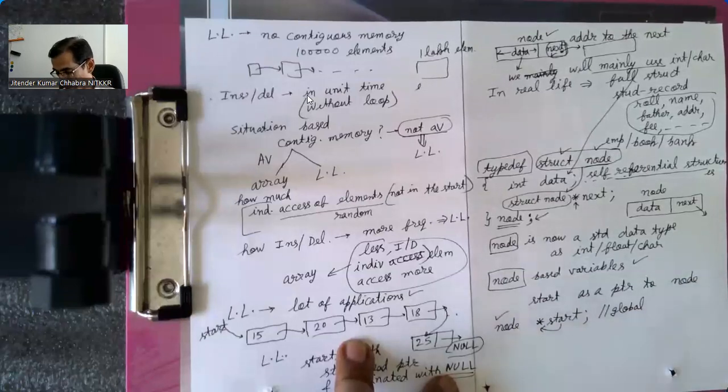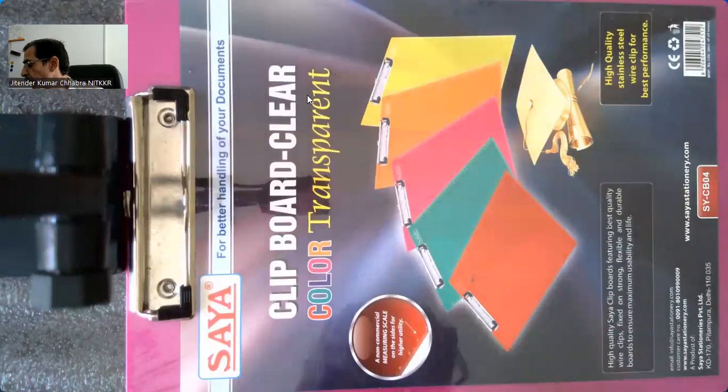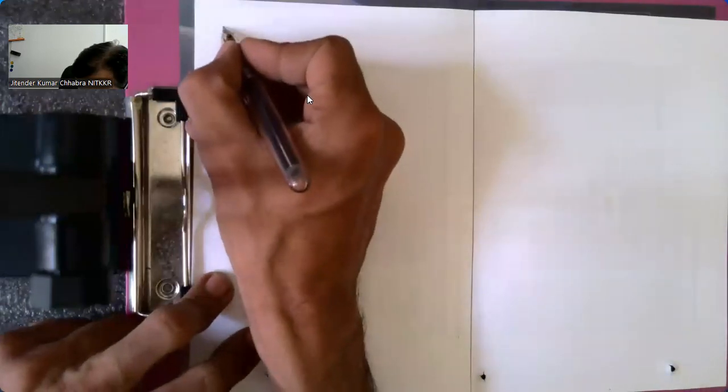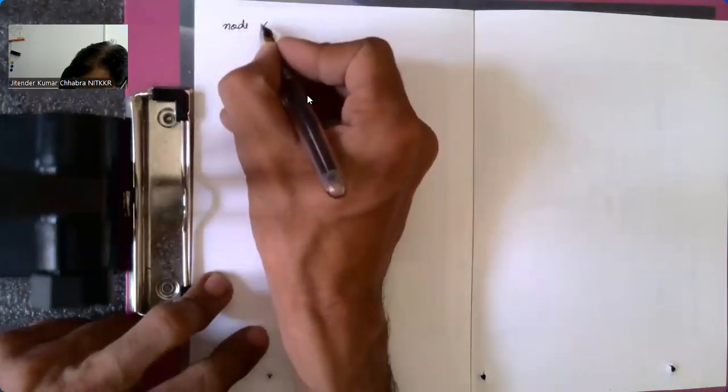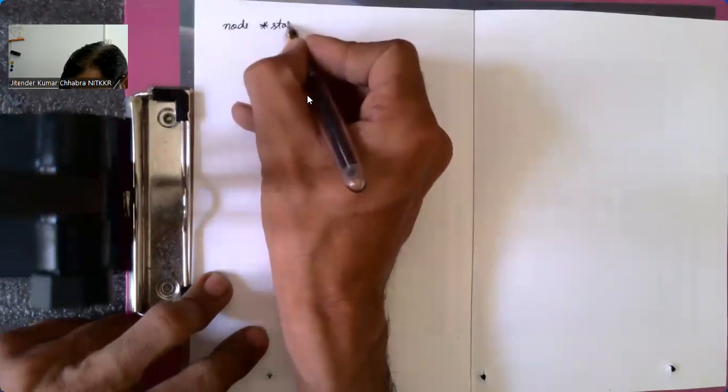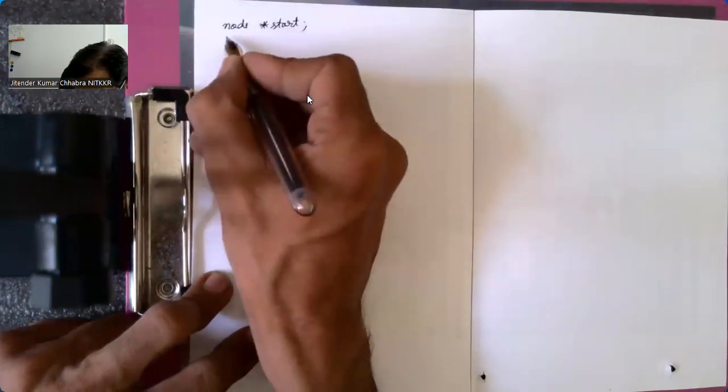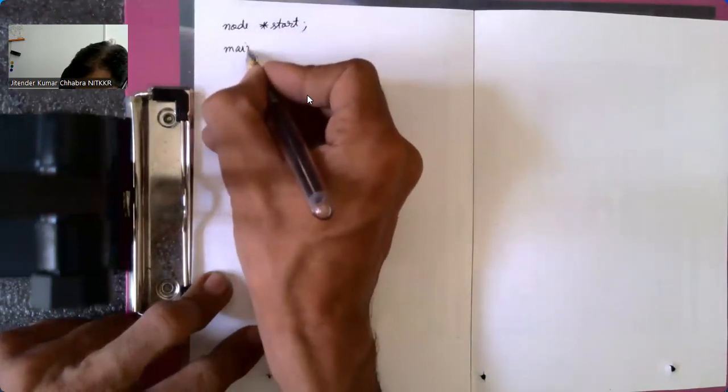So start is a global variable. And similarly, I can have some more global variables if needed. For the time being, I don't need them, so I'll just proceed further. So let's say node *start is now declared as a global variable. And now maybe I start some of my programming in main.